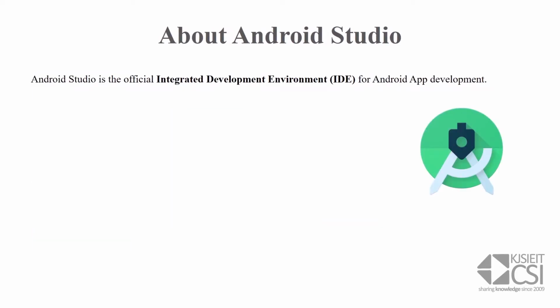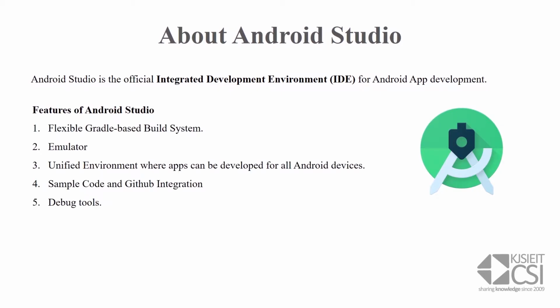About Android Studio. Android Studio is the official integrated development environment, IDE, for developing Android apps, based on IntelliJ IDEA. As we all know, IntelliJ has powerful code editors and developer tools and offers more features which enhance productivity when building Android apps. Some features of Android Studio are a flexible Gradle-based build system. Okay, so what is Gradle? Gradle is a build automation tool for multi-language software development. It controls the development process in tasks of compilation, testing, deployment, and publishing.